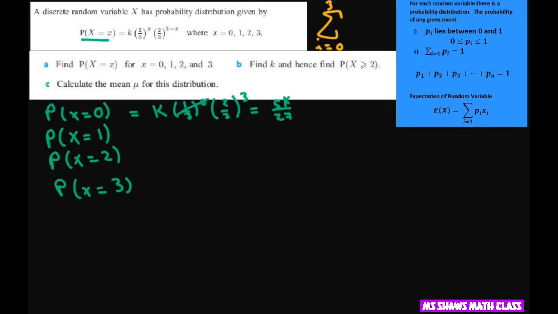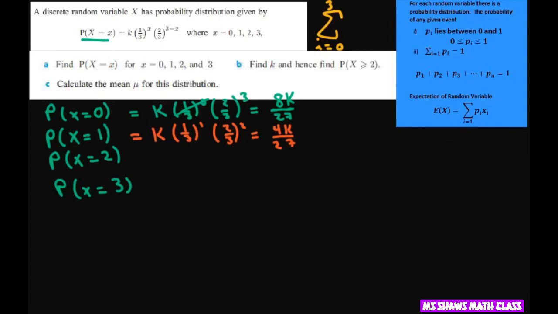All right. So that should actually equal 8. I'm sorry, I said 5. This should be 8. 2 cubed is 8. All right. Now, for the second one, you plug in 1, so you get k times 1/3 to the 1st power times 2/3 to the 2nd power. And that's going to give you 4k divided by 27.